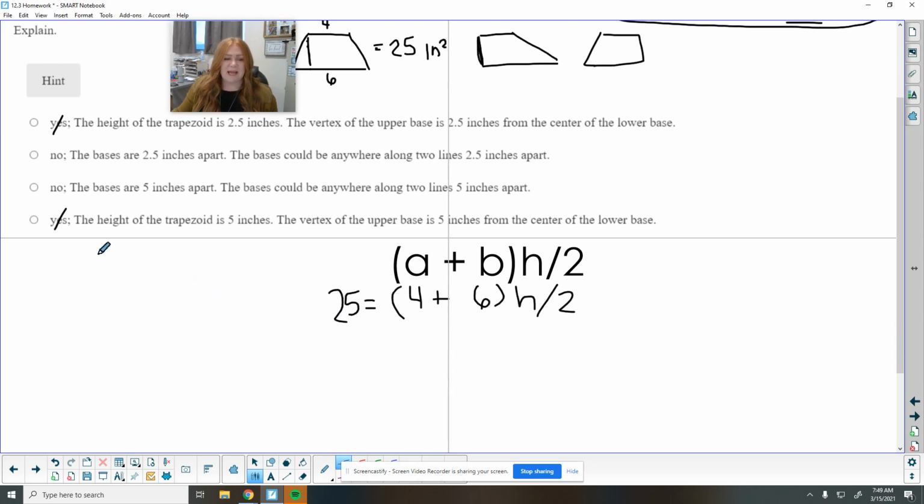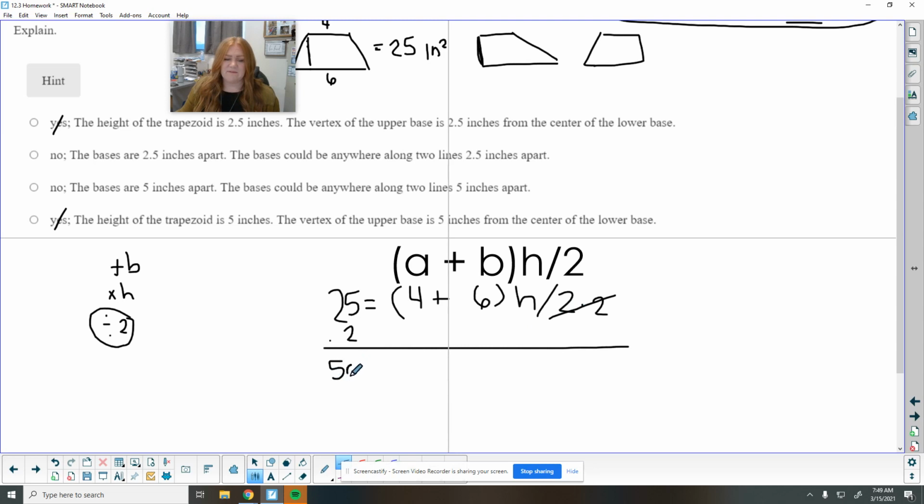So let's go ahead and work backwards here. Normally we would add the bases times the height and then divide by 2. We already have the answer, so we want to work backwards. The opposite of divide by 2 is to multiply by 2. So go ahead and do that and then come back. So these cancel out, and here we have 50 equals 4 plus 6 times the height.